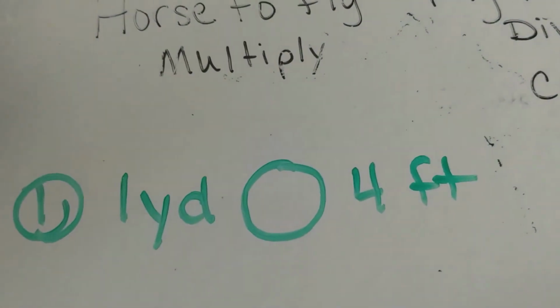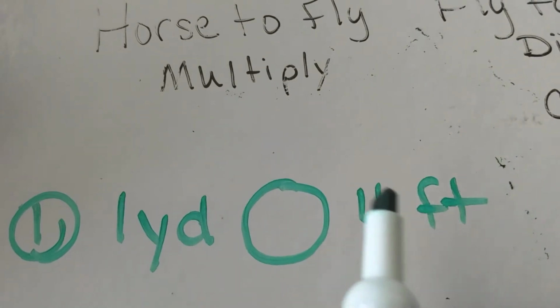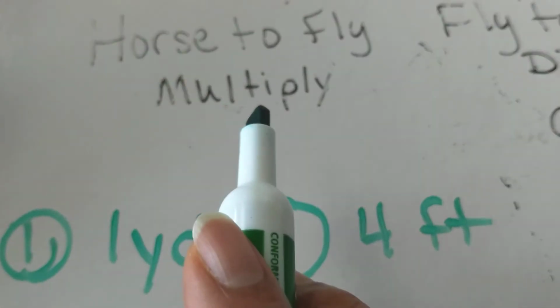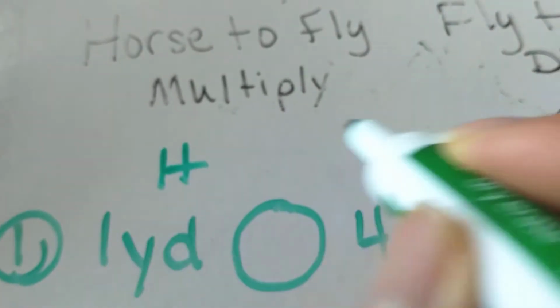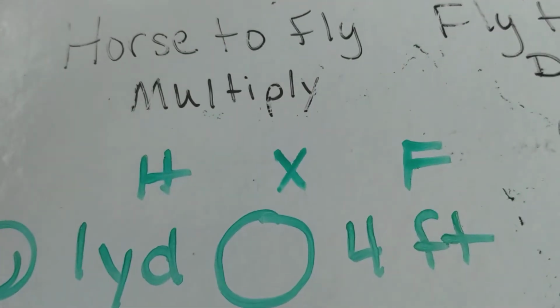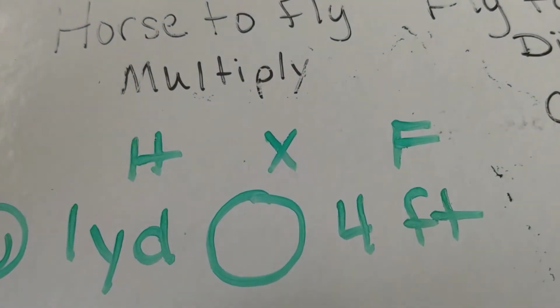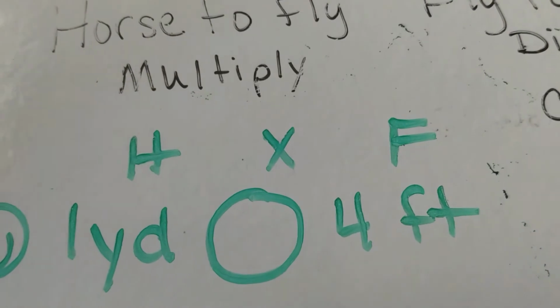All right. Now, we're going from a larger unit to a small unit, so of course we're doing horse to fly. What? Multiply. So I'm going to put an H here, an F here, and horse to fly. Multiplication sign goes in the middle. Okay, now we're going from yards to feet. So that means I need to multiply 1 times some number.